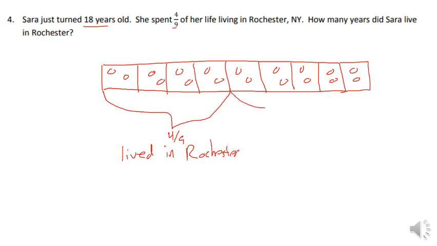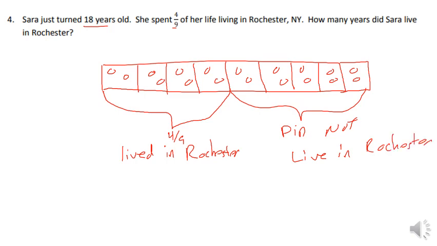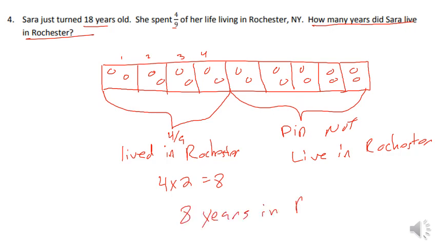So that means the remaining part is the time she did not live in Rochester. Now it's asking for how many years did she live in Rochester. Well, this is 4/9, and we know this is 1, 2, 3, 4. 4 times 2 gives us 8, so she lived 8 years in Rochester.